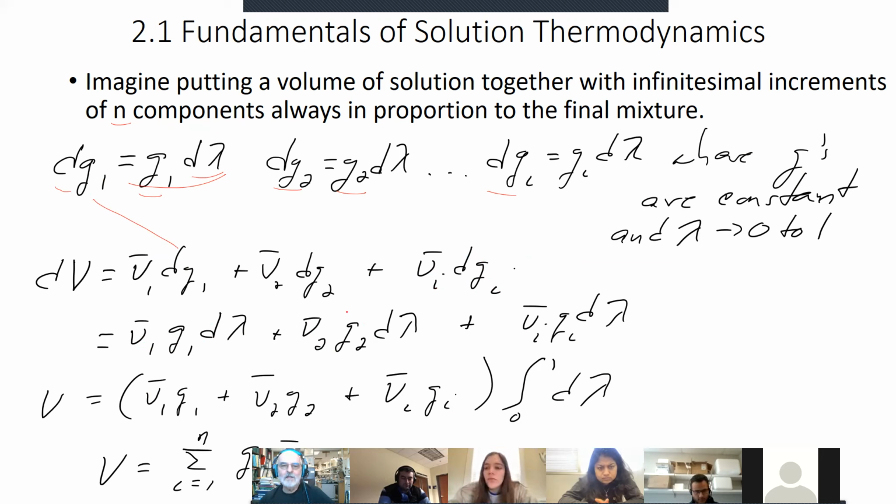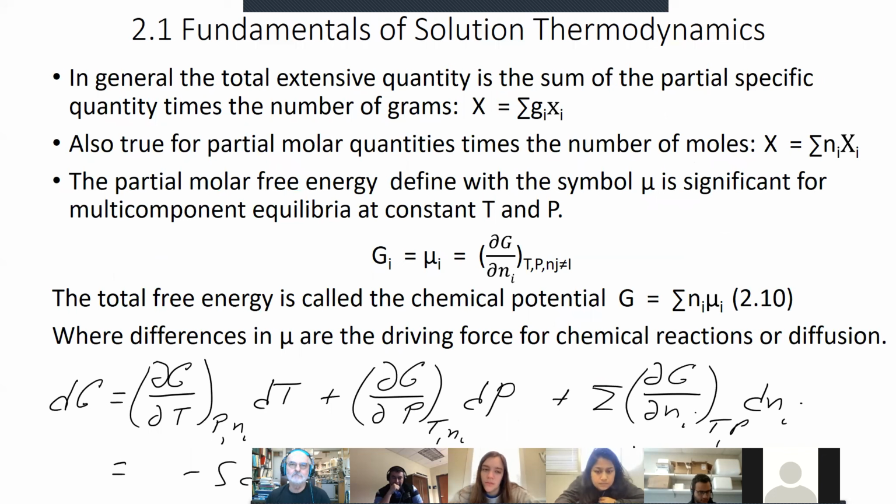Then I'm going to pull out all of the V bar 1 G1s because they're all constants. I'm going to integrate from 0 to 1, because lambda goes from none added to 1, where 1 means the final composition or the final volume. What's left behind is this sum: the sum over Gi V bar i, from component 1 to component n. There are n components. So this is basically a derivation showing that these partial specific, partial molar quantities allow you to determine things like the total volume.